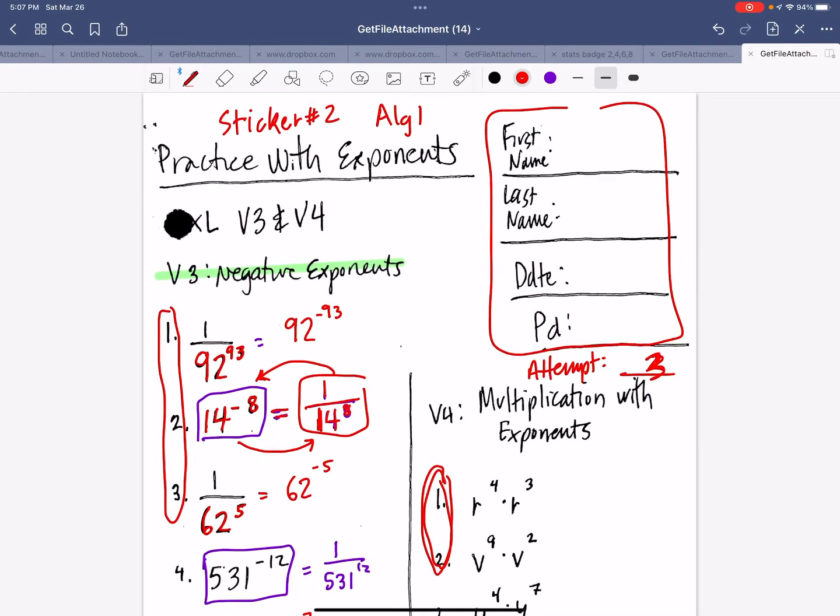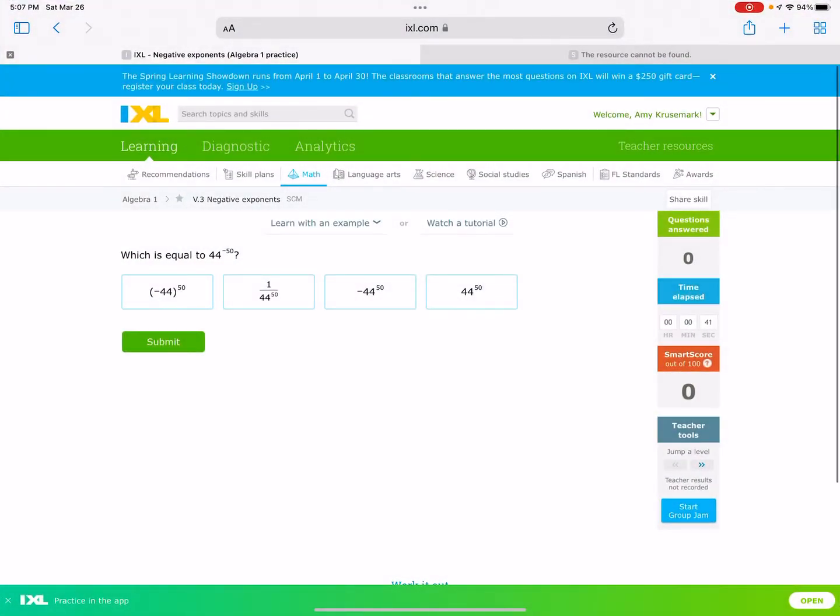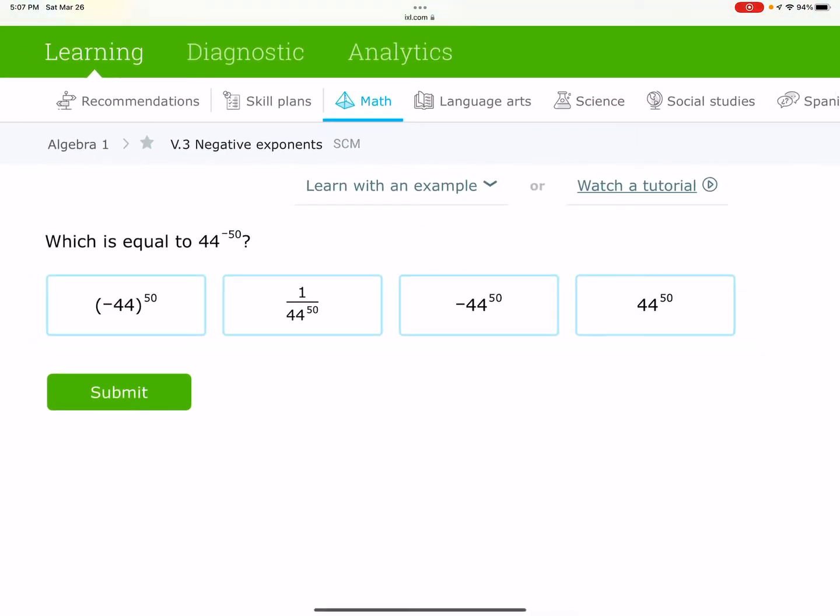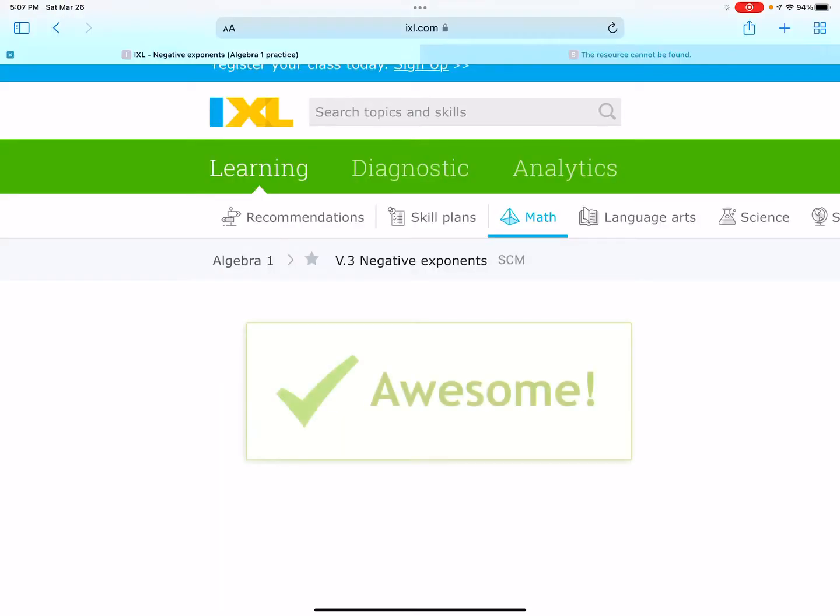What else could you do? Well, you could practice on V3. You don't get points for going to IXL, but you get points for the quiz, so you can think of the quiz as a way to practice. Notice here, I said no, it's not negative, so I'm not going to pick that one. This one looks like they rewrote the negative in the denominator. Notice the third choice is a negative number, and this is not a negative number. And the last choice would be incorrect. So I'm going to submit my answer.